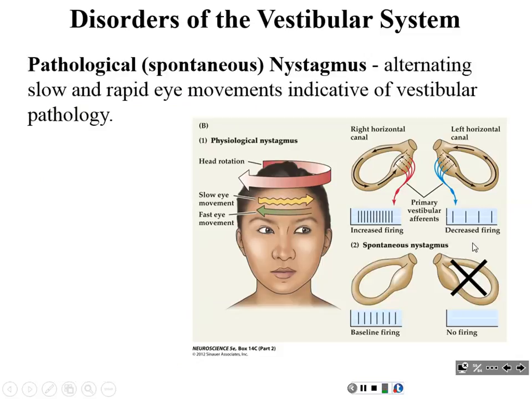If one of the canals is not working properly, or in this example is not working at all, the brain is going to sense this difference as if the head is moving, even if it's not moving. But there is, for the brain, a difference in the signaling that I'm getting from the right and from the left. That means that my head is turning. And that is pathological. It's a pathological nystagmus. And it's the alternating slow and rapid movement indicative of vestibular pathology when there is no head movement. Okay?